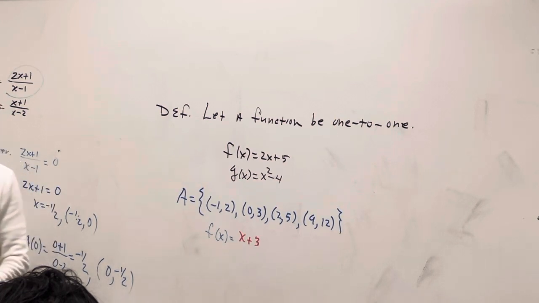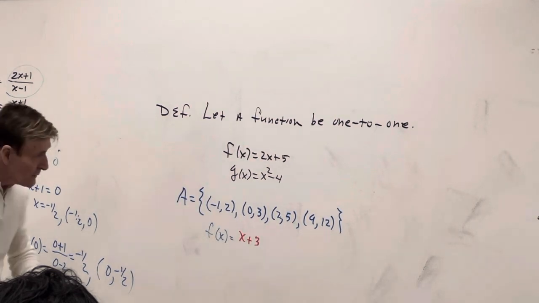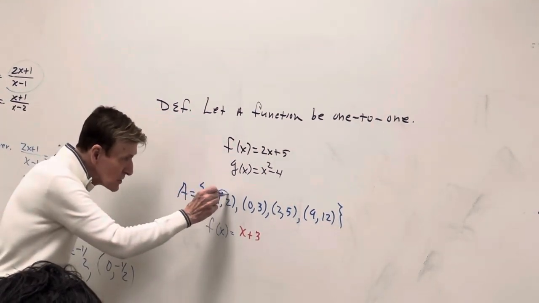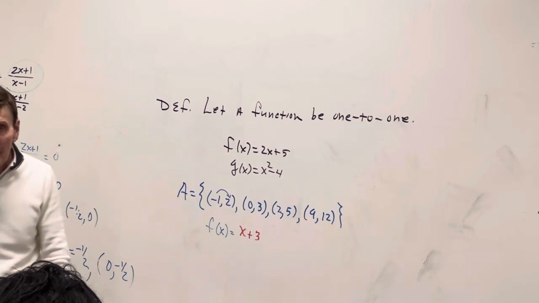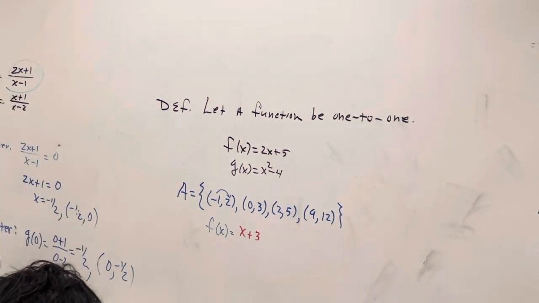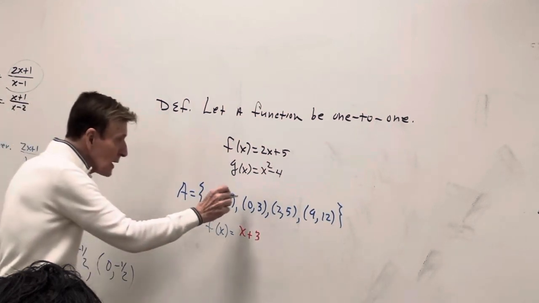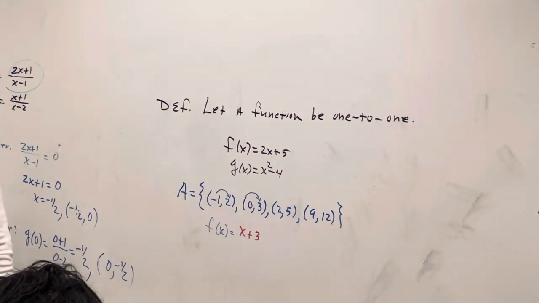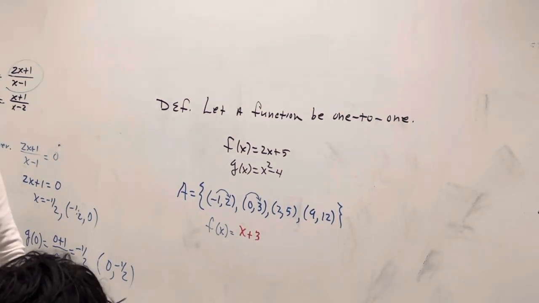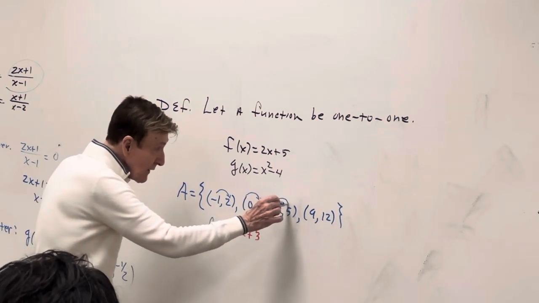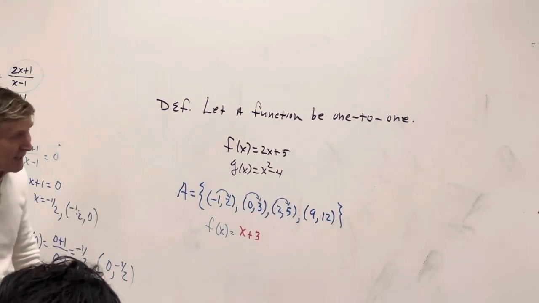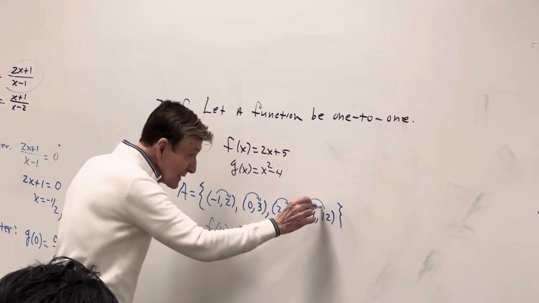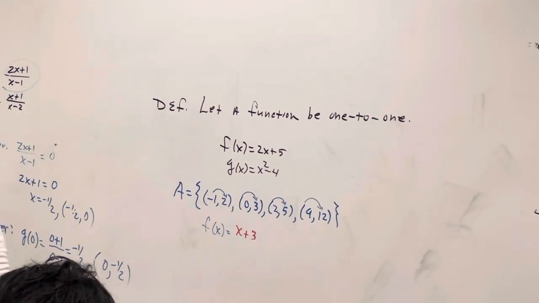Is that true? Hang on. Now as I examine closer, I have -1 paired up with 2. Do I have -1 paired up with anything else? No. I have 0 paired up with 3. Do I have 0 paired up with anything else? I'm making a one-to-one argument here. 2 is paired up with 5. I do not have 2 paired up with anything else. And finally, I paired 9 up with 12 and did not do anything else. That's a one-to-one function.